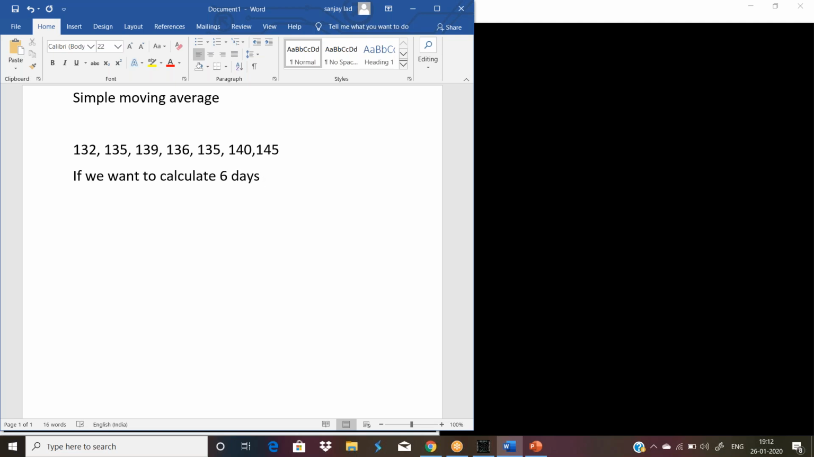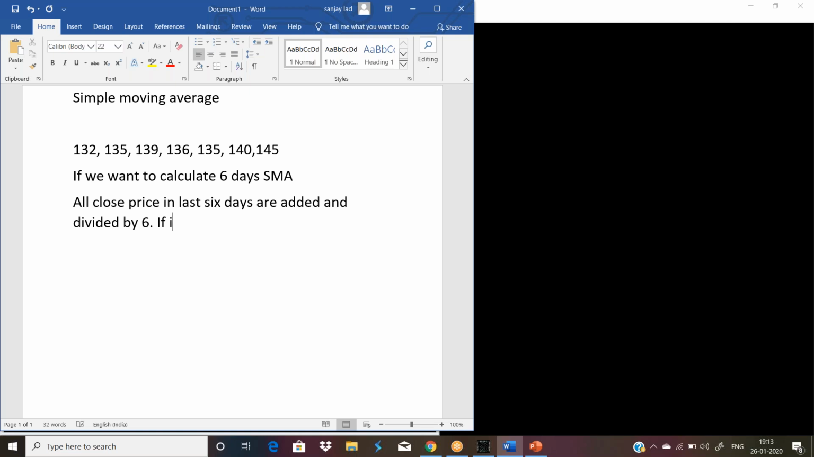Suppose we want to calculate a 6 days simple moving average, then what is done, all the close prices in last 6 days are simply added and divided by 6. That is summation of 6 close prices divided by 6.